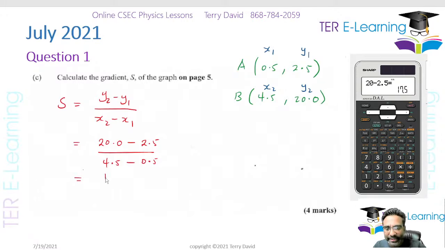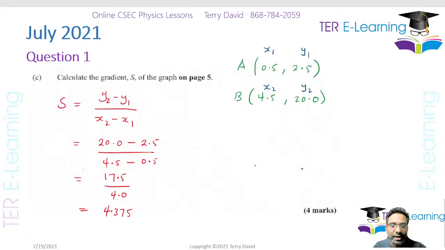So this here is 17.5 divided by, well, 4.5 minus 0.5 is going to give me 4.0. So I'm going to take 17.5 and divide that by 4, and I'm going to get 4.375. Now they didn't ask us for the unit, but if you look at the graph itself, let me just move the calculator here.